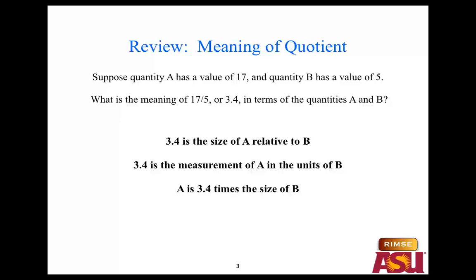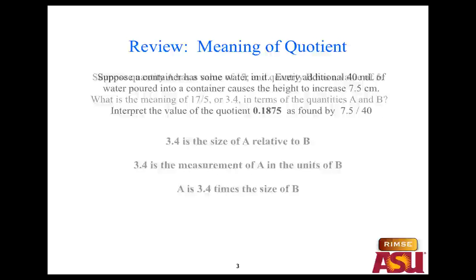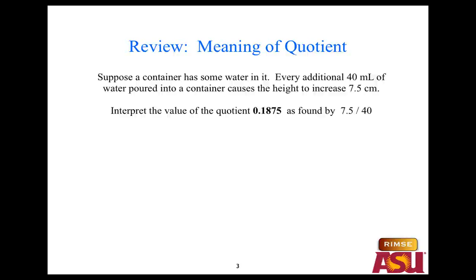Okay, I'm going to go. Ready? Here we go. Suppose the container has some water in it. Every additional 40 milliliters of water poured in the container causes the height to increase 7.5. So if you find the quotient 7.5 divided by 40, you get the number 0.1875. Okay, interpret that value. What does that value mean?